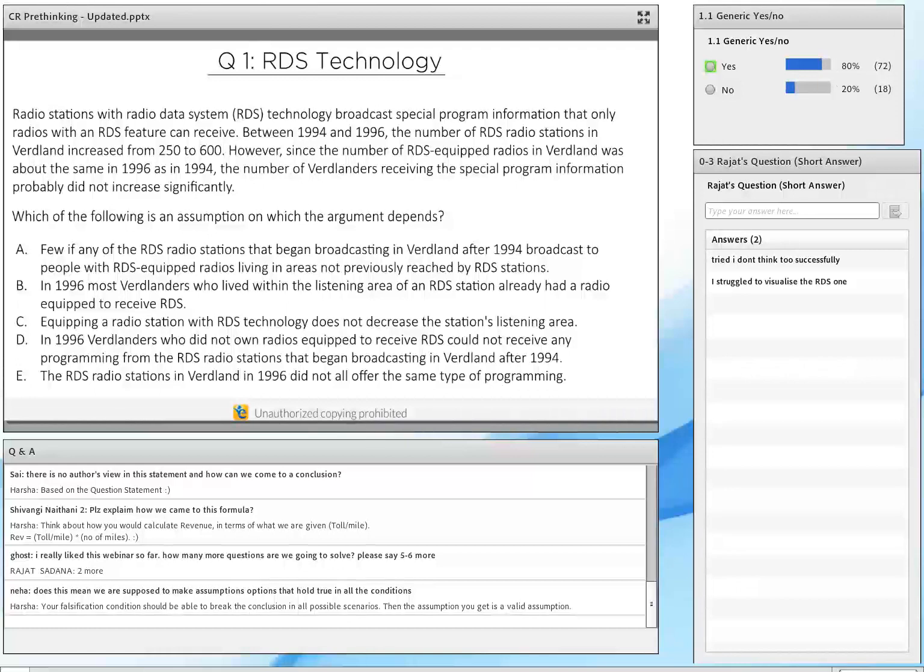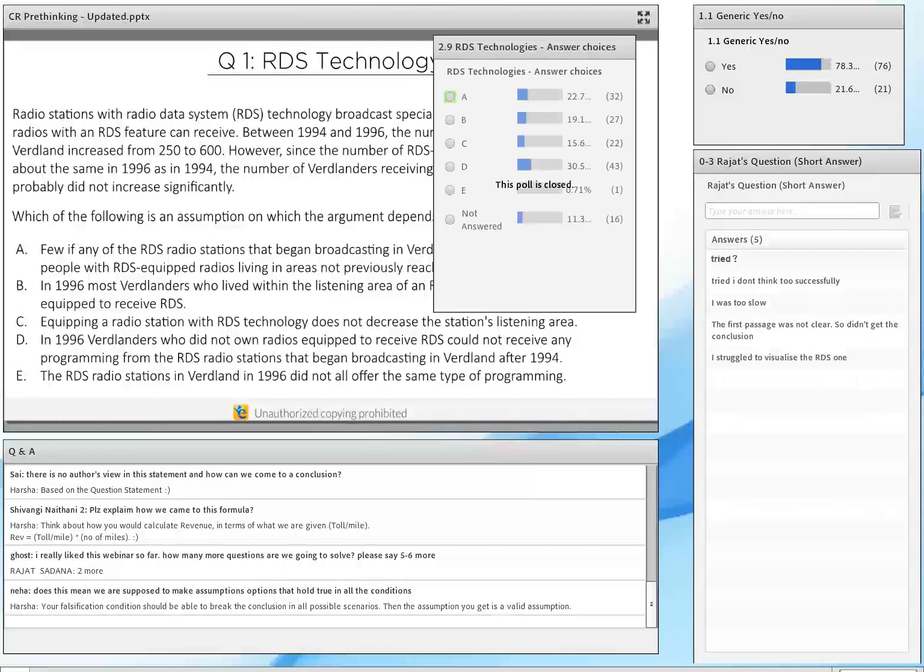I have 90 responses. You struggle to visualize. Okay, tried. I don't think I did successfully. All right, so 80% of you visualized the conclusion. Now this is where you try and do something and you falter. Let me just show you how you polled. In this question, choice D was the most popular choice.